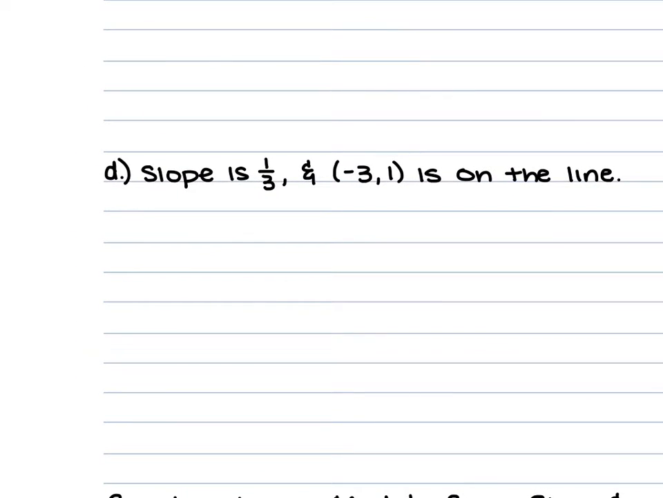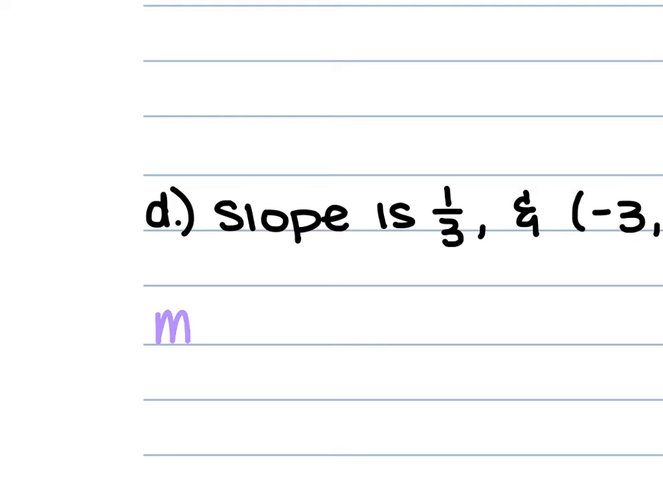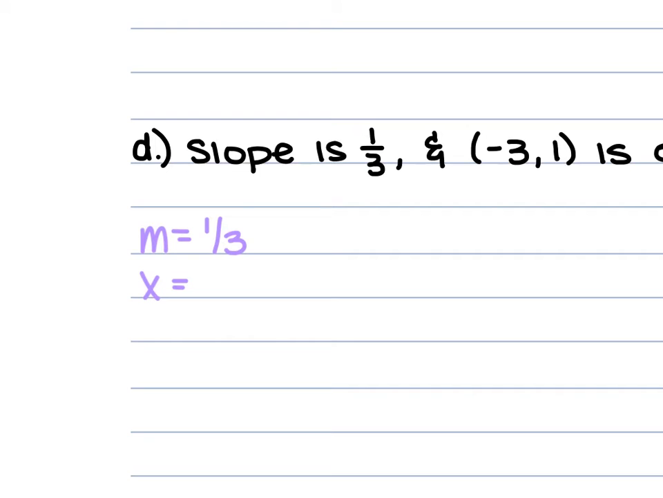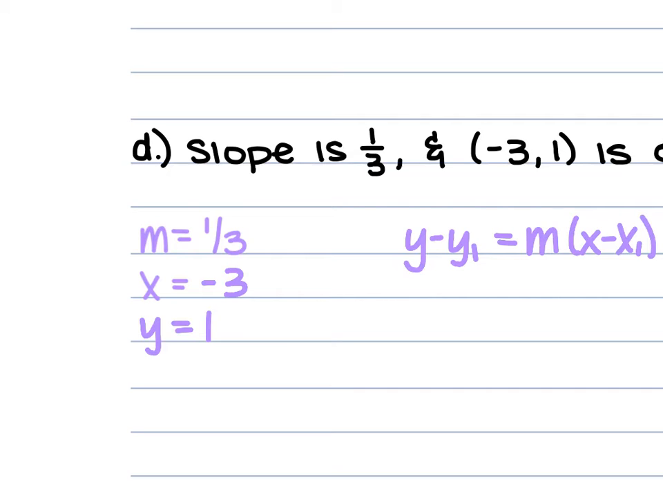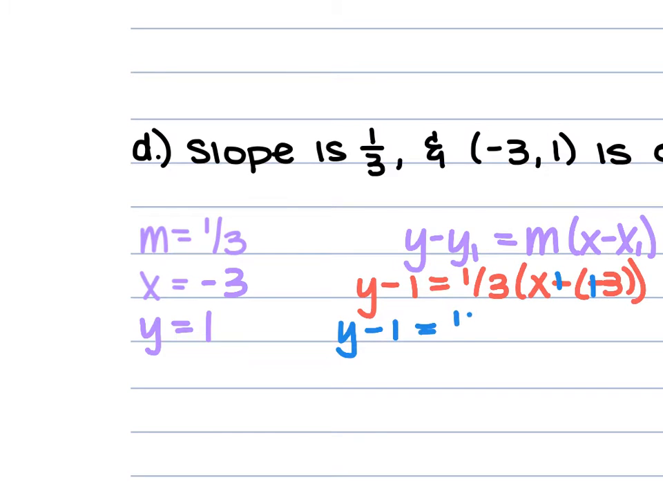For example D, we have a slope of 1/3, so m is 1/3. Our ordered pair is -3, 1, so our x is -3, and our y is 1. And again, we're using the formula y minus y1 is equal to m times x minus x1. We plug these values in. This is going to leave us with y minus 1 is equal to 1/3 times x minus -3. Those two negatives next to each other turn into positives, so this is going to be y minus 1 is equal to 1/3 times x plus 3.